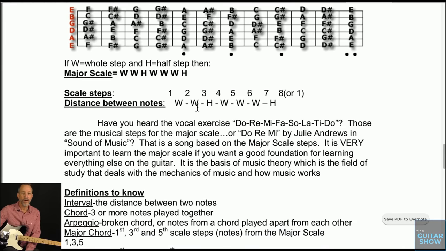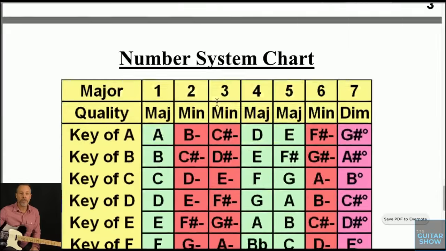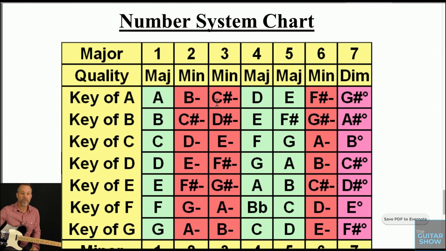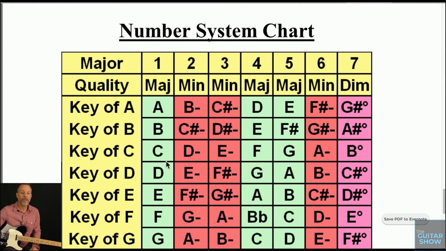Now, yesterday we talked about this 1, 2, 3, 4, 5, 6, 7, 8, and we talked about the whole step, half step, whole, half, and that's what makes the major scale. Not only does that make the major scale, it also makes all the chords that we found in our pretty little colorful chart right here, where we have the chords major, minor, minor, major, major, minor, diminished.